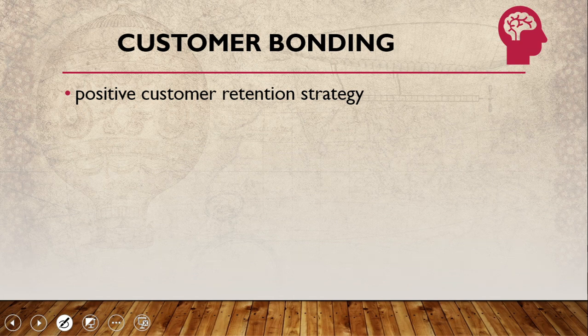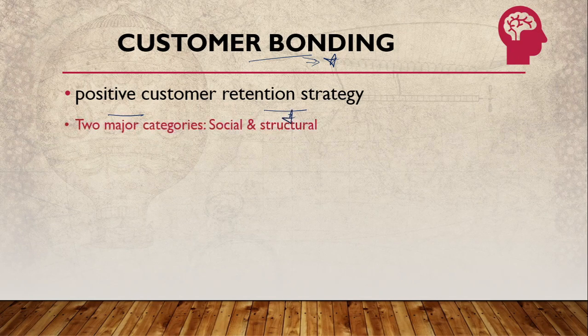Next, another good strategy used to retain the customer is developing a bonding with the customer. You can do that by having a positive customer retention strategy. There are two types of bonding that we can have with the customer. The first is social bonding and the other is structural bonding. Structural bonding is for the case of an organization or B2B, whereas social is for B2C.